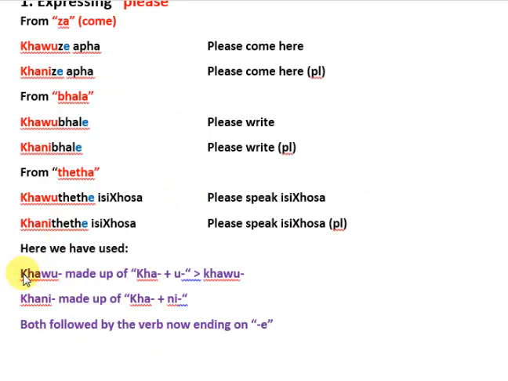From these examples, you can see that we have used khawu, which is made up of ka and u, and the two have combined to become khawu. That applies to you singular. Khani, made up obviously of ka and ni, and both are followed by the verb now ending on e. This is our third different verb ending, as you can see from the e in blue in our examples. So khawu tete, khani tete, from teta.